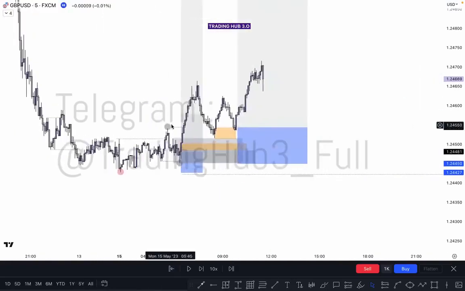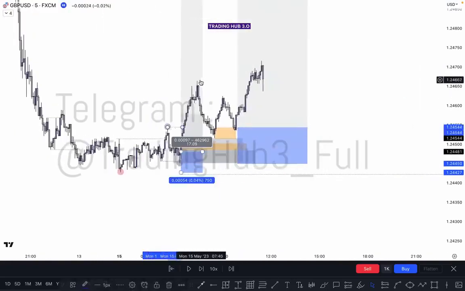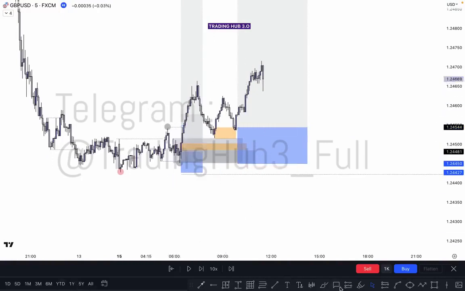In this case, what happened here? The break of structure is confirmed here, and our higher high is also confirmed here at this point. Why? Because the market has taken out this inducement. So when the market has taken out the inducement, we can buy here, right?